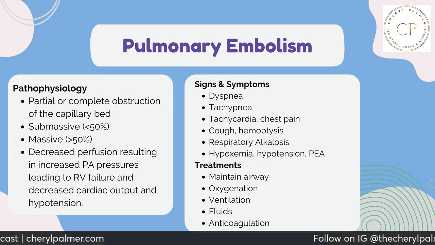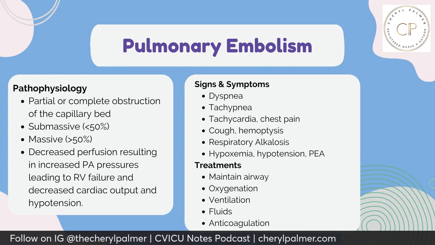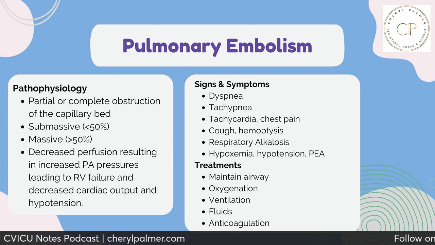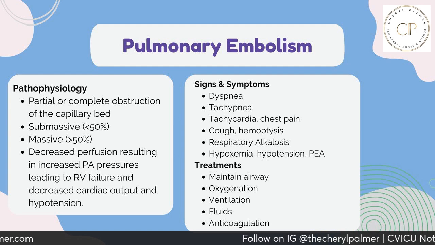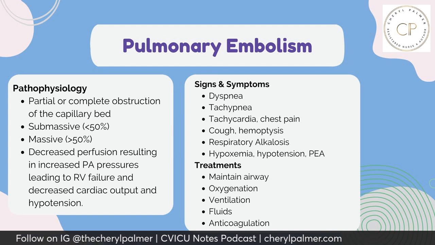Signs and symptoms are dyspnea, tachypnea, tachycardia, chest pain, cough, hemoptysis, respiratory alkalosis, hypoxemia, hypotension, and you could also have a PEA, which is a pulseless electrical activity. Treatments include maintaining the airway, oxygenation, ventilation, fluids, and anticoagulation.